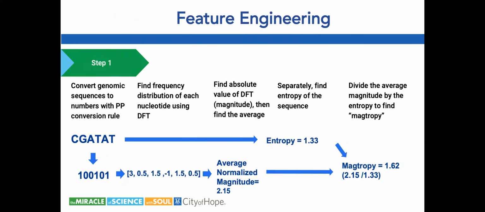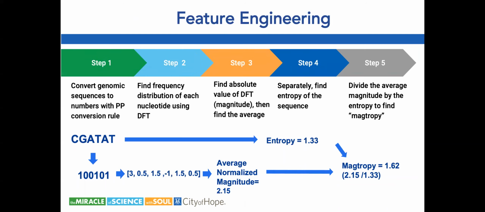And here is just a quick outline of the feature engineering process, because we do have a third feature which we've actually chosen as our final feature for the classification model. The way we have done that is we compute the averaged magnitude of the discrete Fourier transform. We also compute the Shannon's entropy. And then after doing this for a particular sequence, you divide the average magnitude by the Shannon's entropy. This ratio of them is called magentropy. And this magentropy becomes the final feature for each genetic sequence that we put into our machine learning experiment.